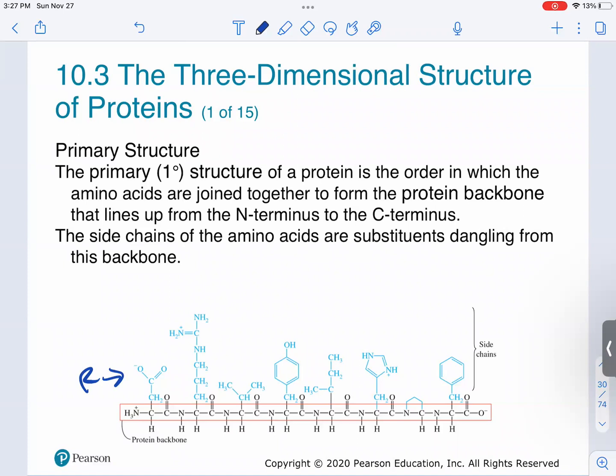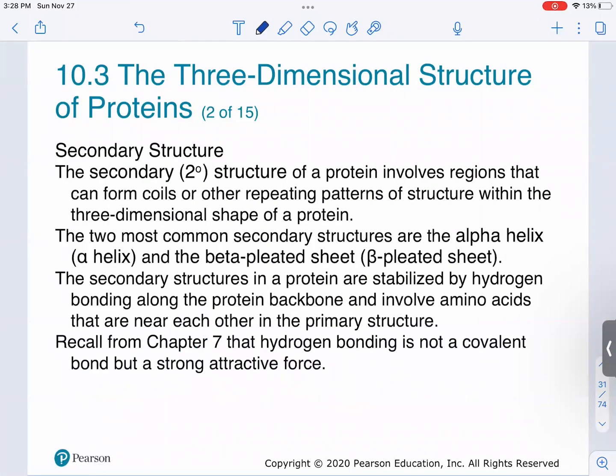And that's going to affect the structure later on, but we're just talking about the primary structure. This is just the primary structure. And those side chains are going to be dangling off to the side, making this a unique structure, those different side chains.